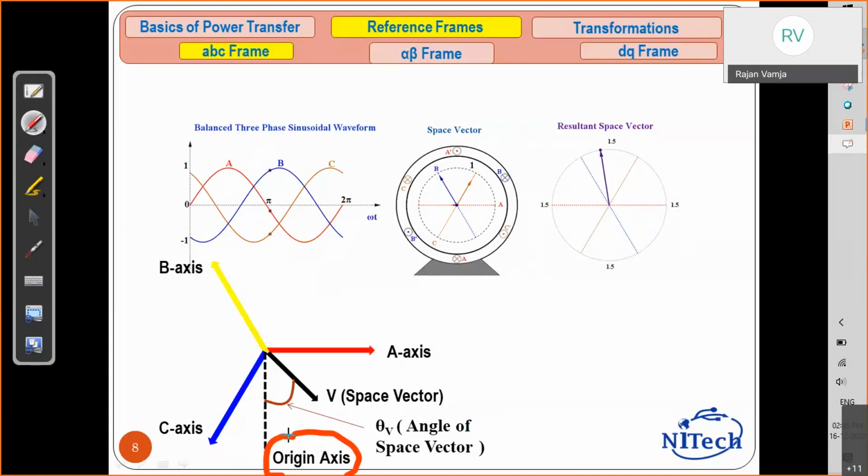Hello. Please, can anyone respond? What is this origin axis? I wrote something called origin axis, that is not given anywhere. So what do you mean by this? Can anyone respond to it?